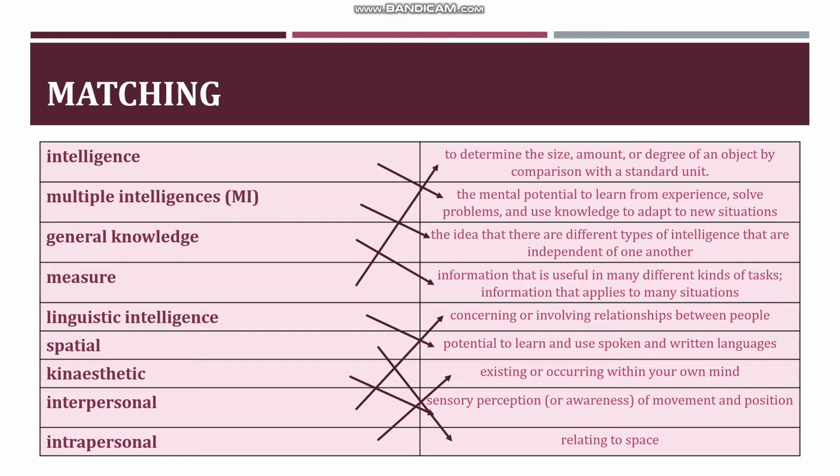Linguistic intelligence is a potential to learn and use spoken and written languages. Spatial, relating to space. Kinesthetic, sensory perception of movement and position. Interpersonal, concerning or involving relationships between people. Intrapersonal, existing or occurring within your own mind. Well done!